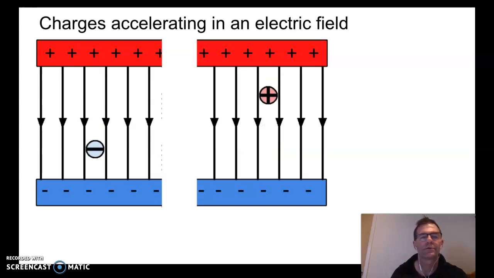So you can see those, the two charges there, and because there's a constant force acting on them, they actually accelerate up the way, or in the case of the positive, down the way. So we're going to use that when you're looking at particle accelerators.